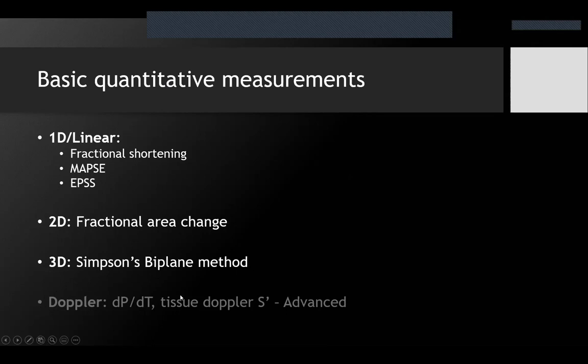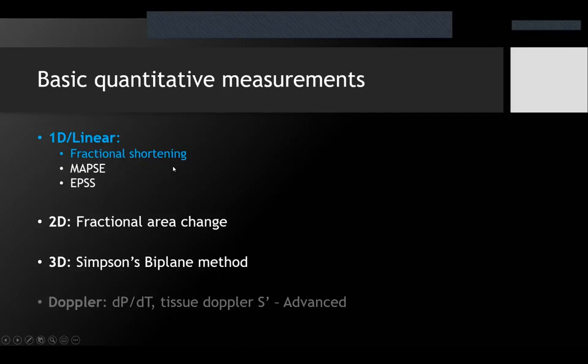And then there's beyond that, which is even more advanced, sort of spectral Doppler, which I'm not going to cover at all, but just including here for the sake of completion. So what I'm going to propose, I'm going to go through fractional shortening, MAPSE, and EPSS. These are all things that I think any of us can do, and I'll be happy to demonstrate with anyone at the bedside. And I'll show you how I think doing these a few times can be very helpful in helping you develop your eye for LV function.